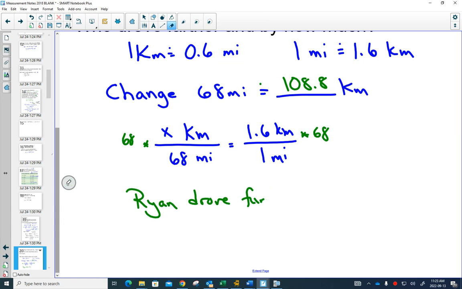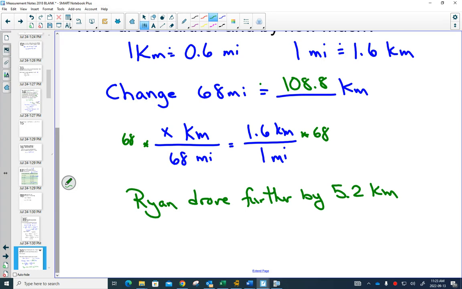And if we take 114 minus 108.8, Ryan drove further by 5.2 kilometers.